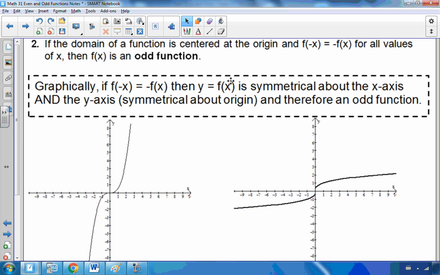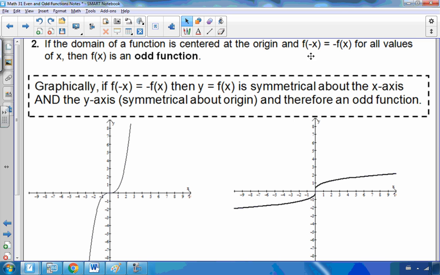Let's look at odd functions. So again, the domain of the function is centered at the origin. If we have f of negative x equals negative f of x for all values of x, then I can say that f of x is an odd function.